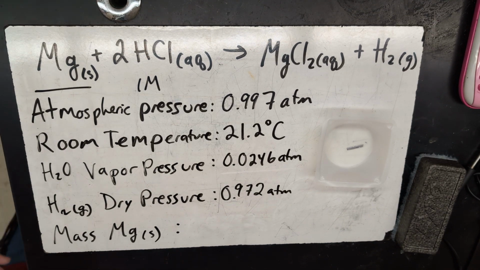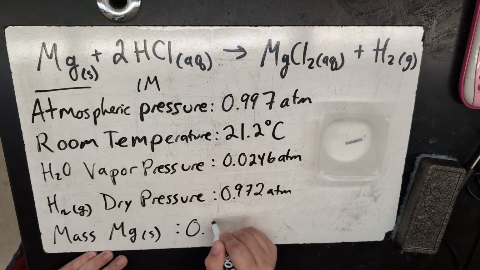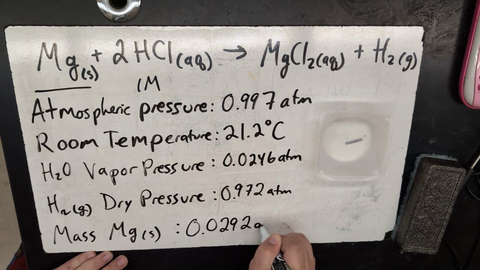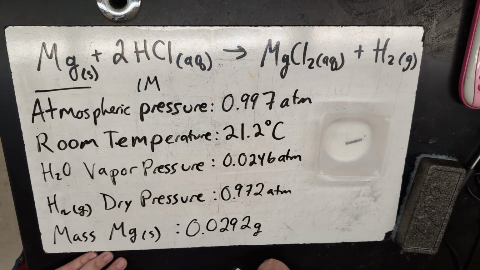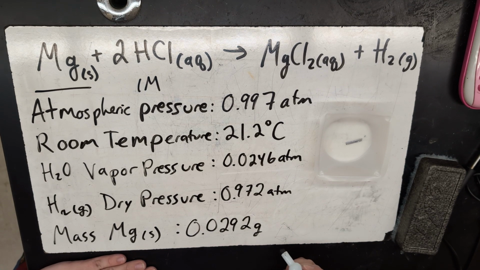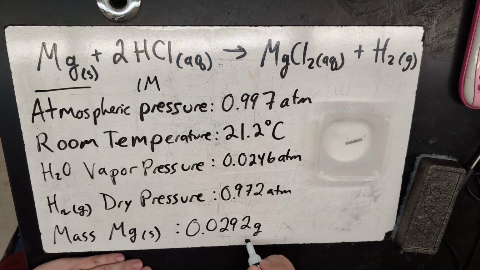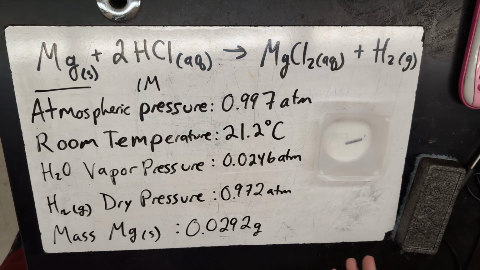Okay, so using the analytical balance for this small piece of magnesium, I found that the mass was 0.0292 grams, which is a little bit higher than we were expecting, but it's still perfectly in range for this kind of lab. Also, if your balances only go to the hundredths place, you should still be fine for this lab, but you could talk about that as a source of potential error, that you might not have the precision to be able to calculate it to the correct level.